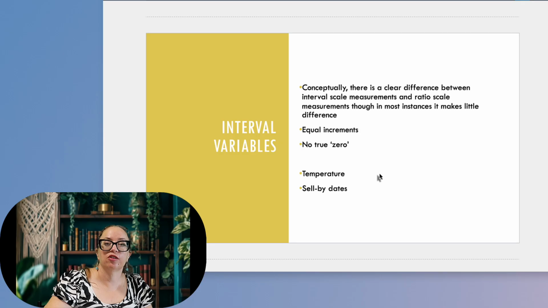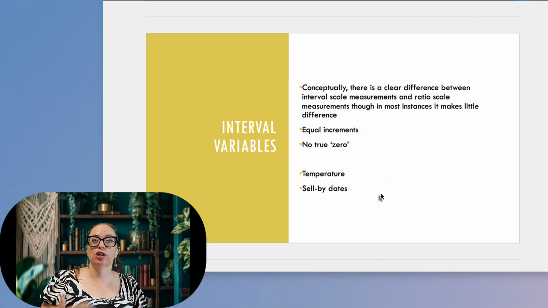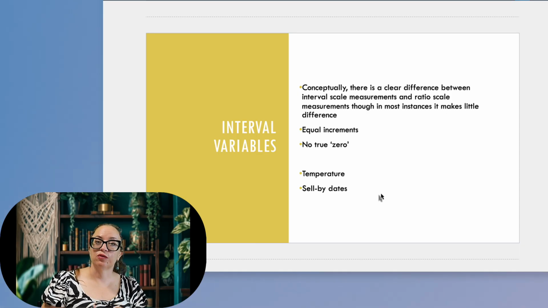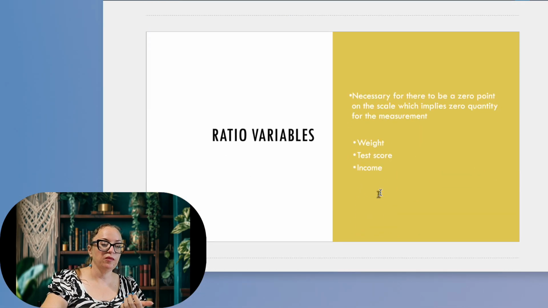Sell by dates is another example, or really just dates in general. Here we might get a little controversial, but there's no universally agreed upon 0 day. We don't really have an agreement on a time or a date which we could point to as 0. Some people still eat things after the sell by dates. So we can think of other variables that might have the same sort of difficulty, where we can't place a true 0 on the scale of measurement, okay?